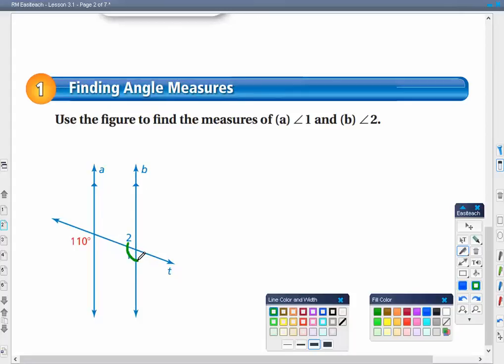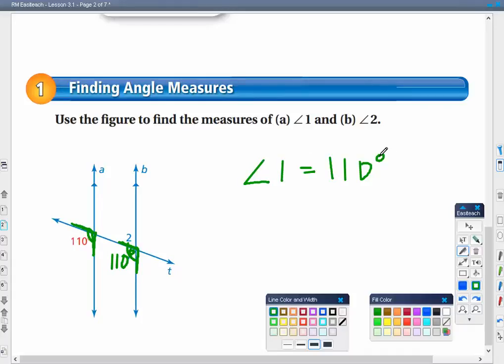How do I know that? Because it corresponds with this angle that they gave me, right? These two angles, they're on the same side of the transversal in similar or corresponding positions. So I know they both are going to have the same angle measurement. So if I know one angle is 110 degrees, I know the other angle is also 110. So I know angle 1 is 110 degrees.